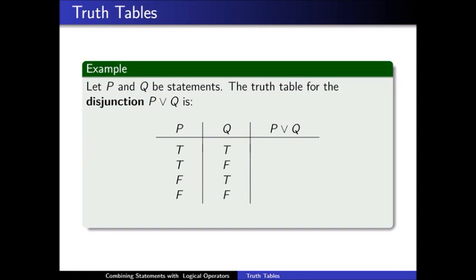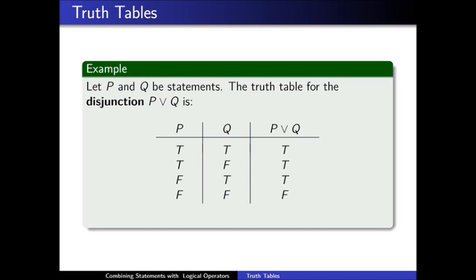To determine the truth values, we recall the definition of disjunction, which says that a disjunction is true only when at least one of P and Q is true. If we look at the first three rows in this truth table, at least one of P and Q is true in all three of them. So the disjunction is true in all three of these cases. In the last row, neither P nor Q is true. Therefore, the disjunction is false in this case.